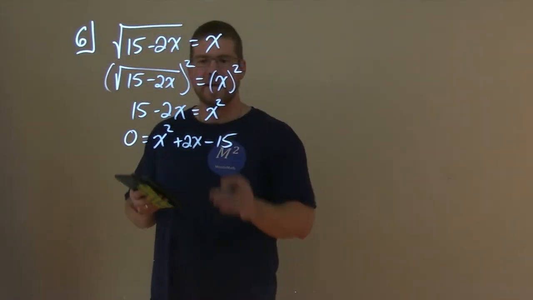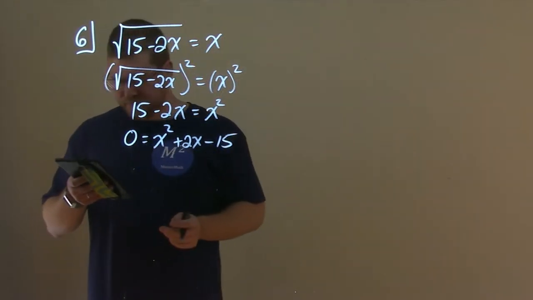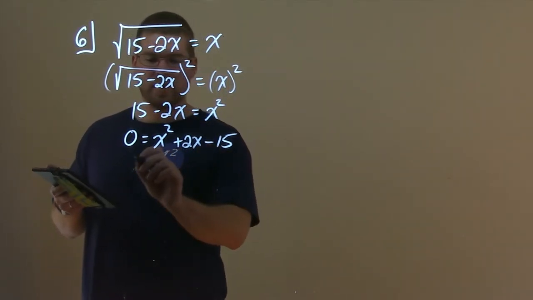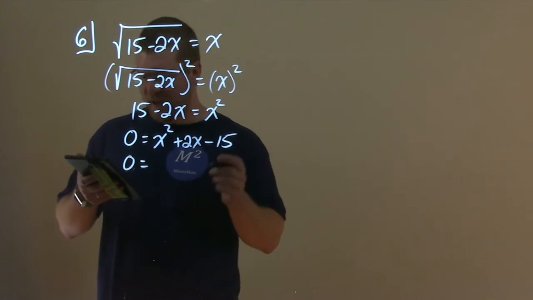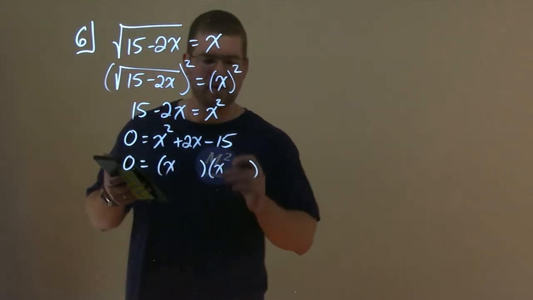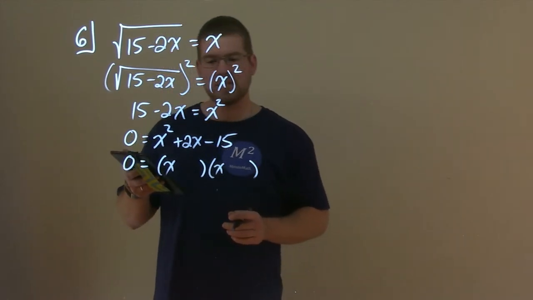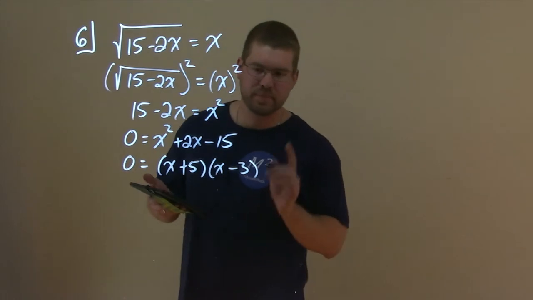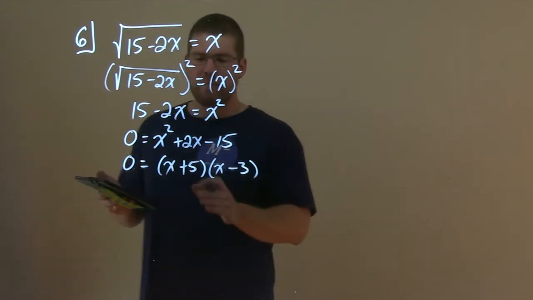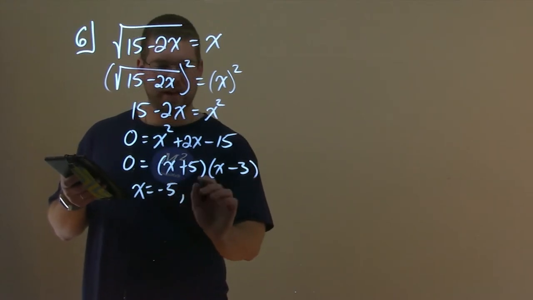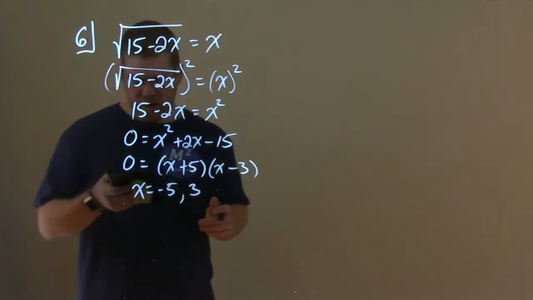Hopefully you can get there. Well, from here, we can factor this. What two numbers multiply to be negative 15 but additively 2? What two numbers multiply to be negative 15 and add to be a positive 2? And that's a positive 5 and a minus 3. So by setting each one equal to 0, we can see that x equals a negative 5 and a positive 3. But this is important.